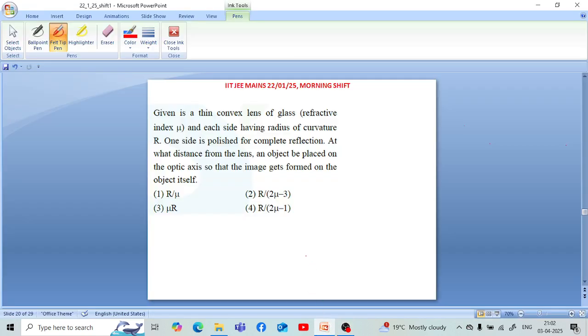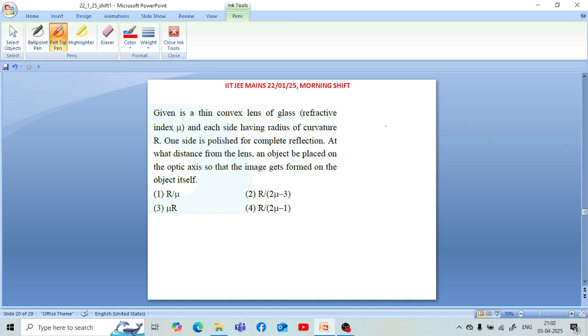Hello students, the question is, given a thin convex lens of glass, refractive index mu, and each side having radius of curvature r, one side is polished for complete reflection, at what distance from the lens an object be placed on the optic axis so that the image gets formed on the object itself? And the given options are option 1 r upon mu, option 2 r upon 2 mu minus 3, option 3 mu r, and option 4 r upon 2 mu minus 1.